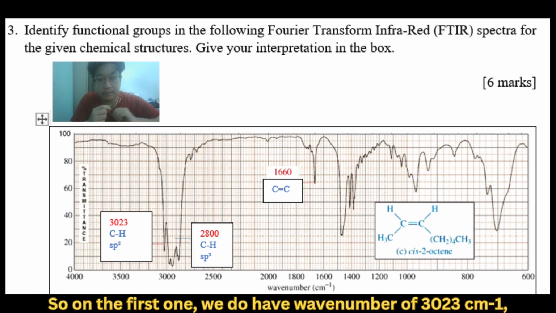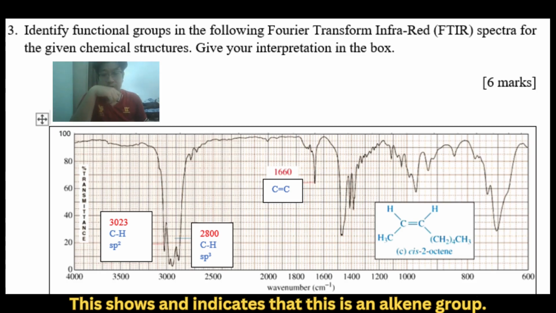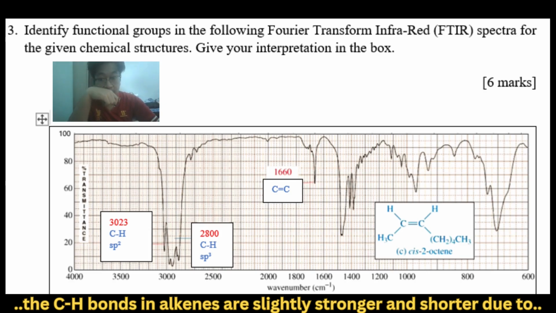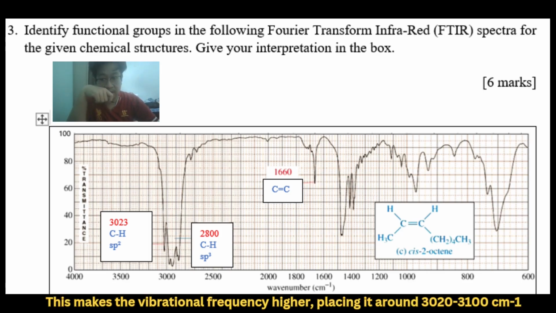On the first one, we have the wave number of 3023, which resembles the CH sp2 hybridized carbon bonds, which indicates that this is an alkene group. There are about 5 peaks. The reason is that the CH bonds in alkenes are slightly stronger and shorter due to the s character, which increases bond stiffness, and this makes the vibrational frequency higher, placing it around 3020 to 3100 wave number.